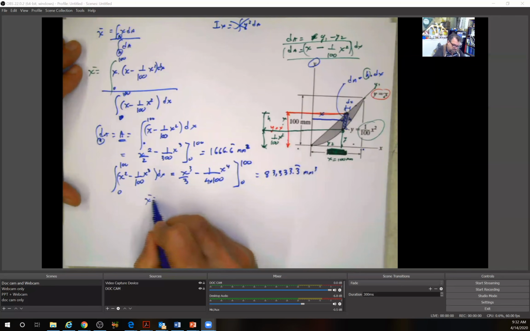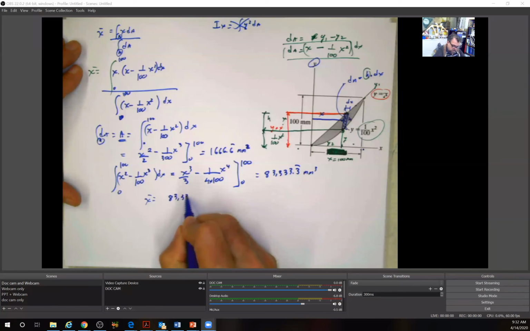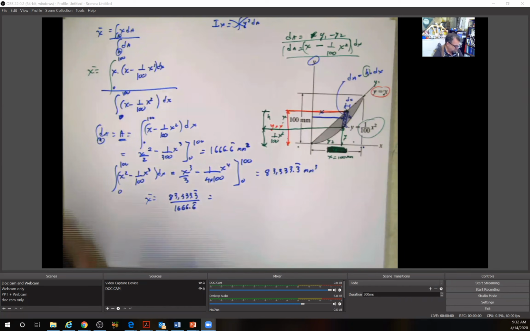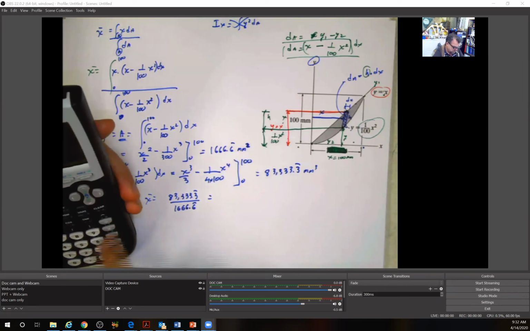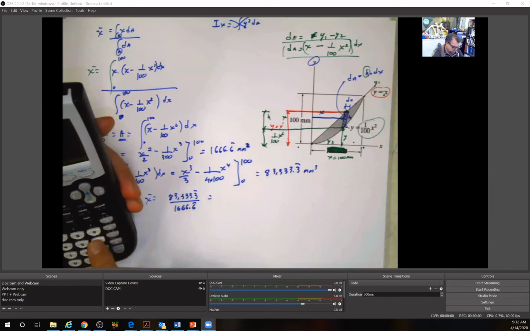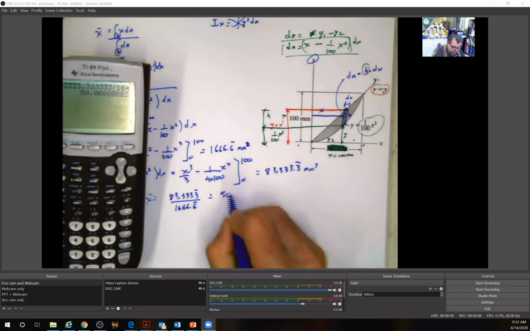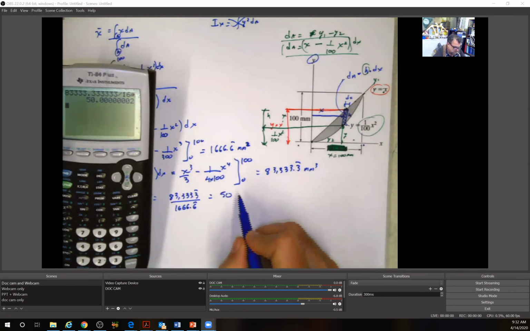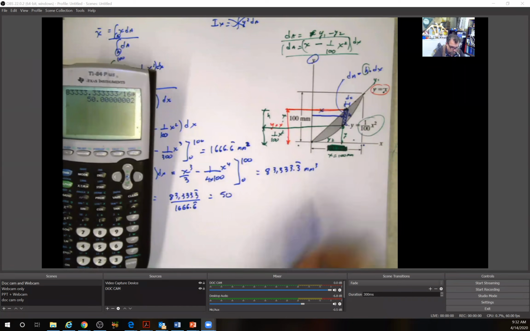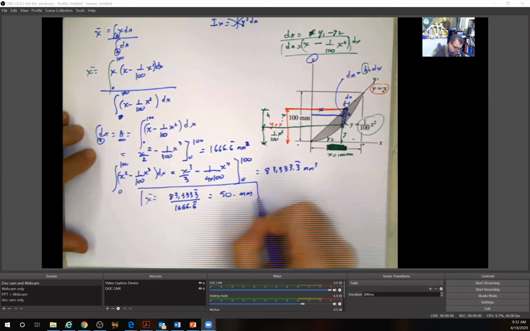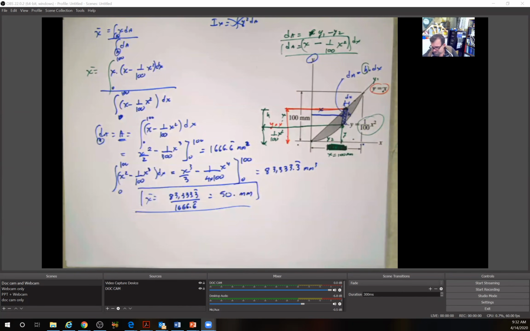So then x bar is going to be 83,333.3 divided by 1666.6, and that is equal to 50. Please don't be the guy that puts 50.000000002, because I always receive that type of answer also. 50 millimeters. Questions regarding this?